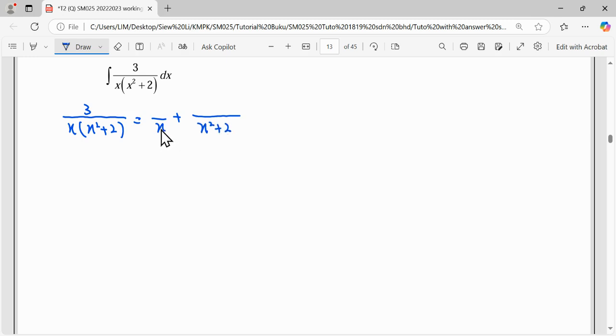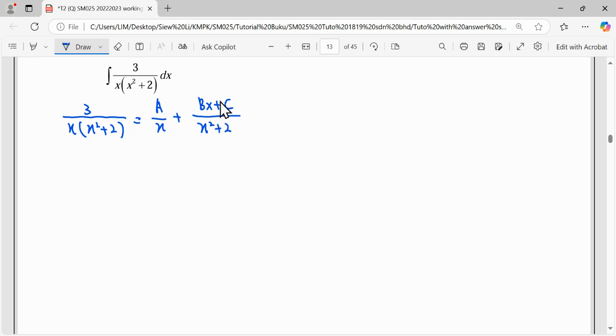For linear x, we need a constant up here to make sure it is back to a proper fraction. Then for the quadratic denominator, the numerator up here will be a smaller function, which is linear. So up here is bx plus c, linear, and down here is a quadratic.